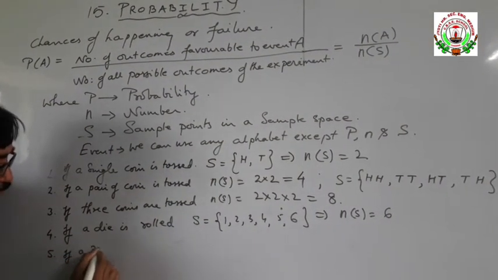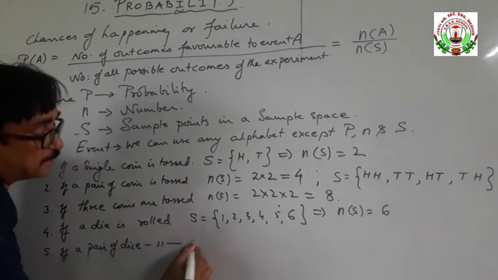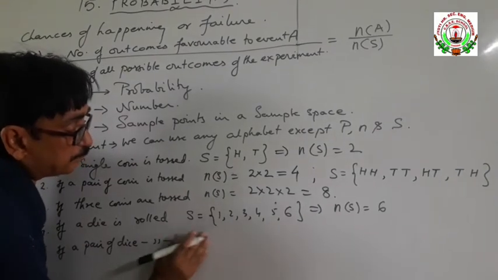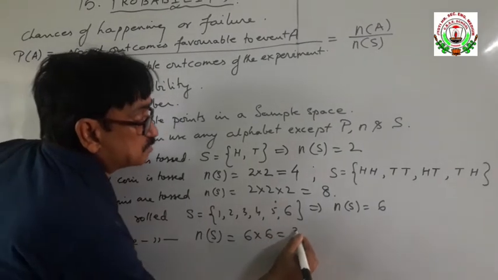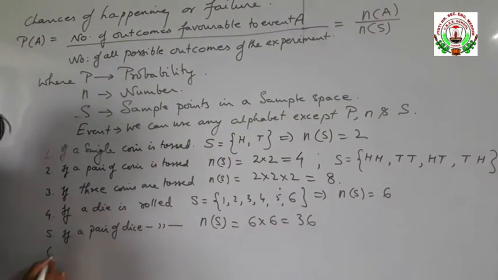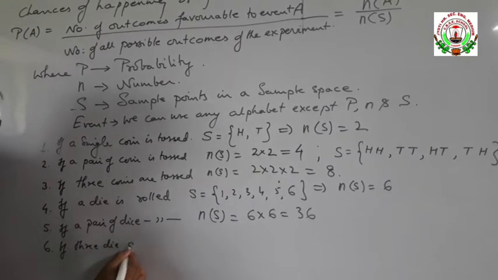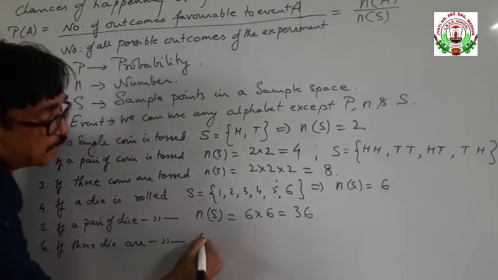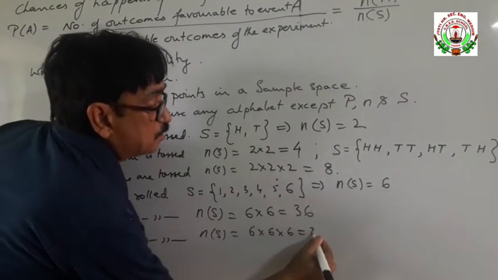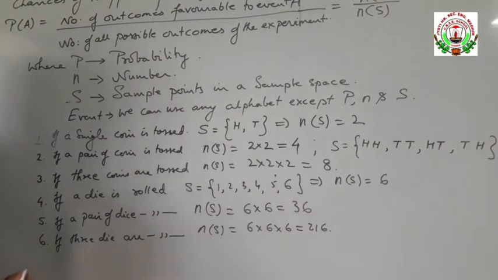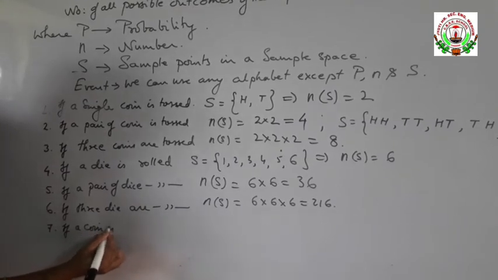If a pair of dice is rolled at a time, then under such conditions the total sample points will be 6 into 6, 36. If 3 dice are rolled at a time, then total sample points will become 6 into 6 into 6, 216.